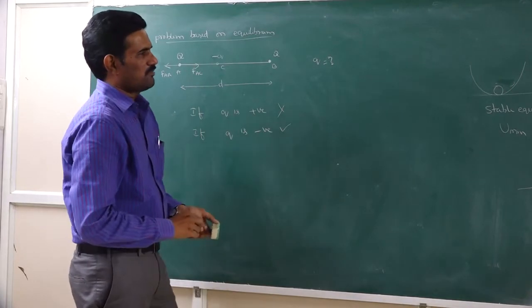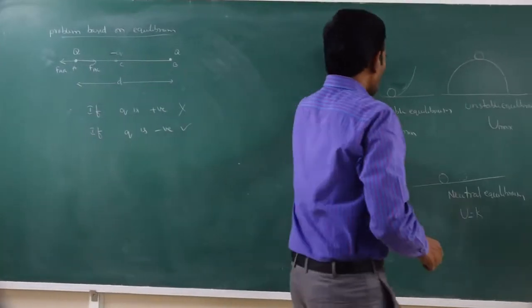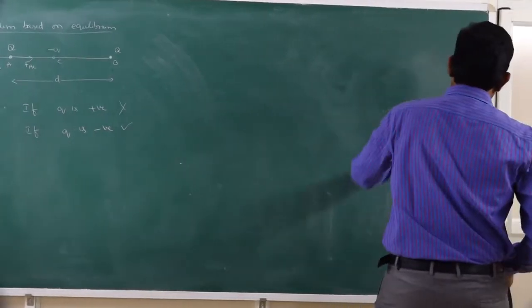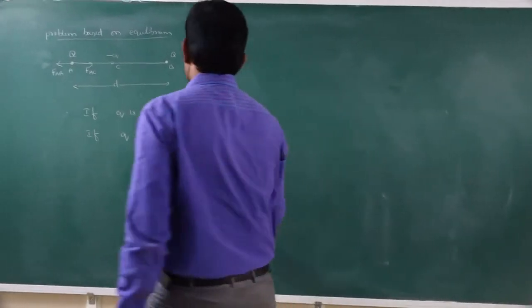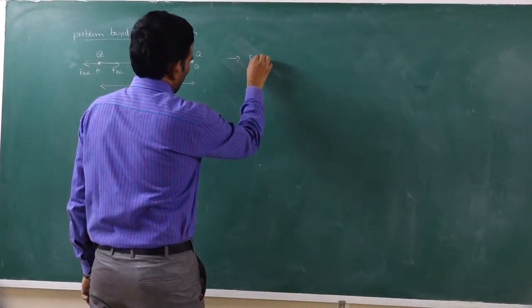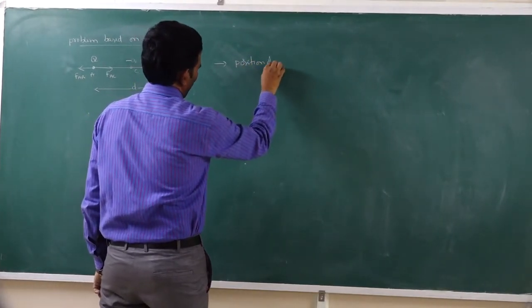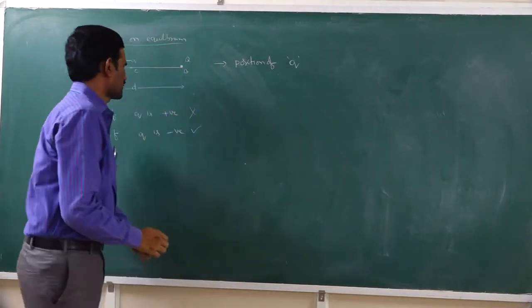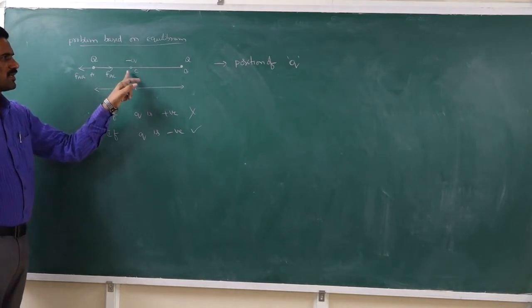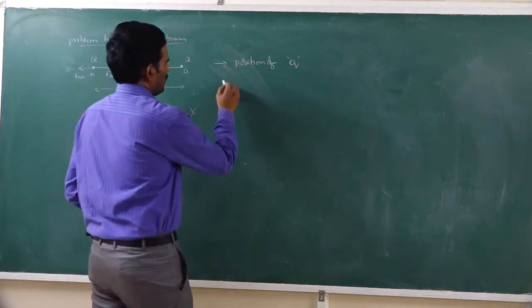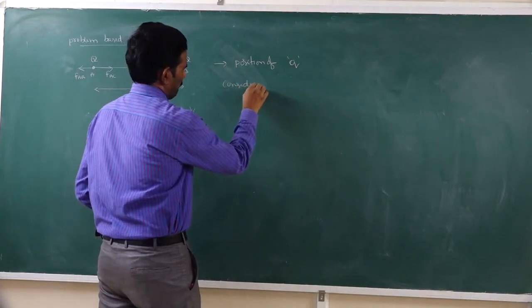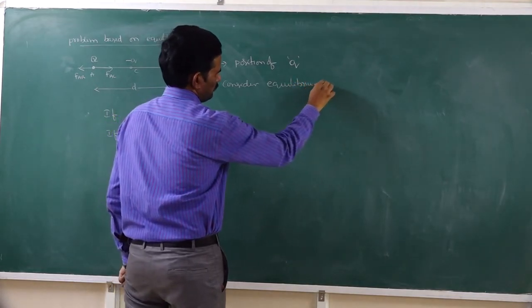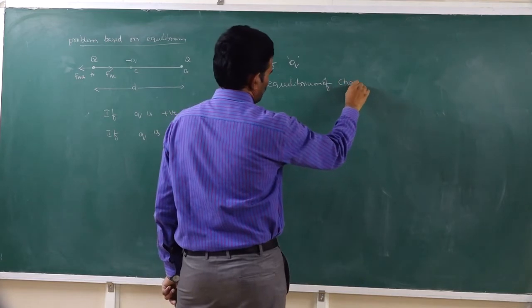And next we need to find the magnitude of the charge. To find the magnitude of the charge, we need to first identify the location, the position where we should place the charge. That means first I am finding the position of Q. For that, I am taking the equilibrium of C. So consider the equilibrium of charge C, that means charge Q.